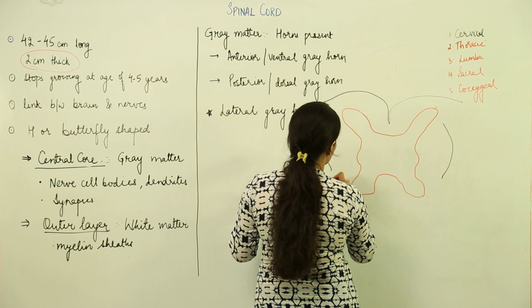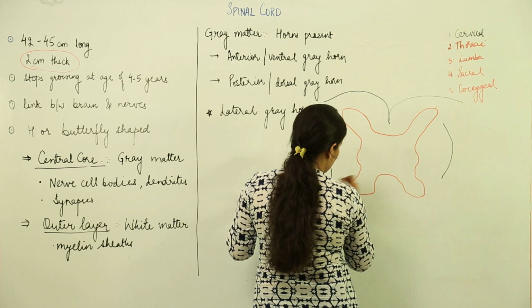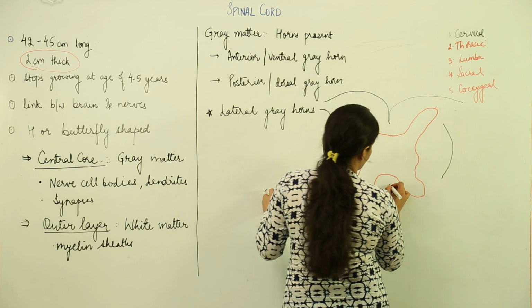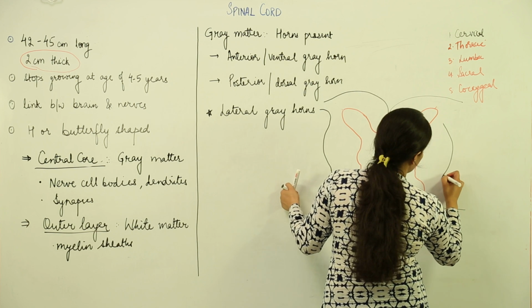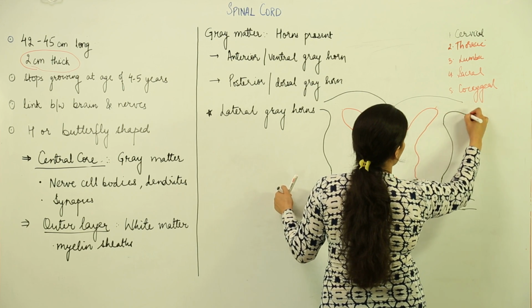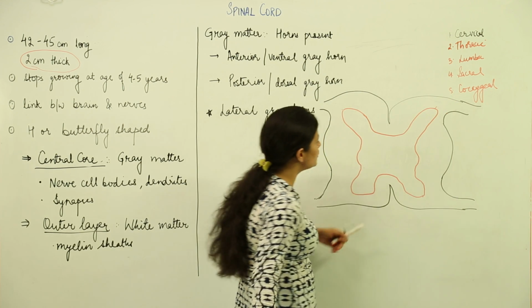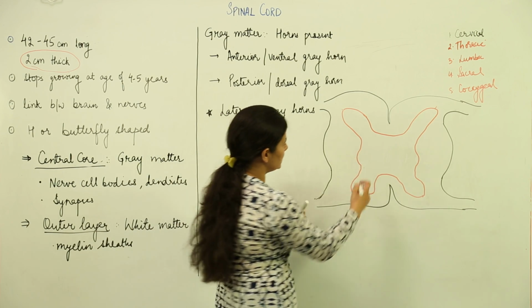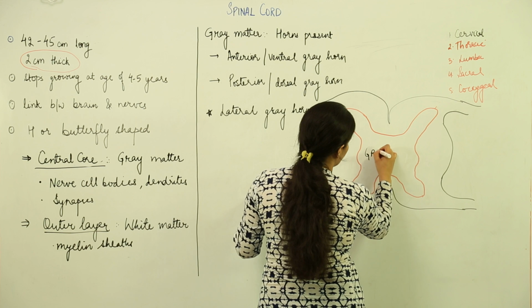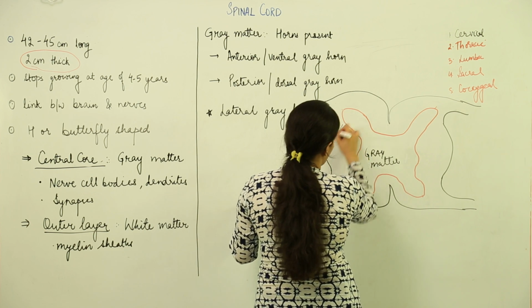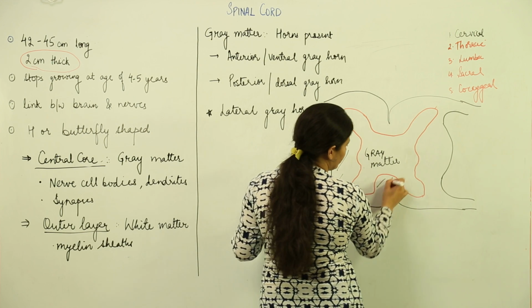This is just the simplest representation of the spinal cord like this. So it might not look like an H, nowhere closer to an H, but this is what a spinal cord basically looks like. This internal part is the grey matter, and the outer one is the white matter.